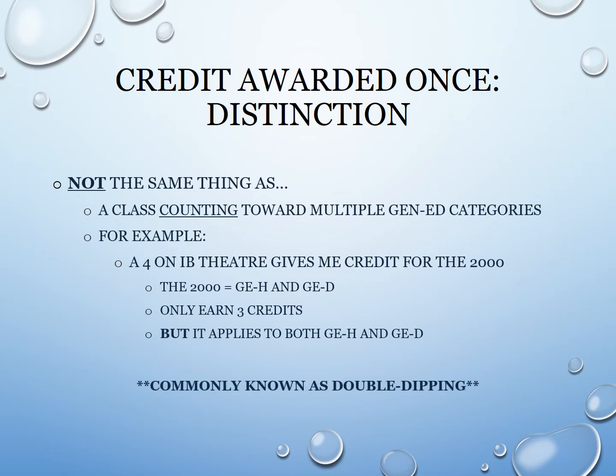This is commonly known as double dipping. It's a phrase that you might hear us throw around as advisors, and just so that you're aware, and we've talked about this with Gen Eds as well, classes can count, if they're international diversity, can count in multiple places with the other Gen Ed they're paired with. The student's just not receiving more than 3 credit hours towards their overall degree.